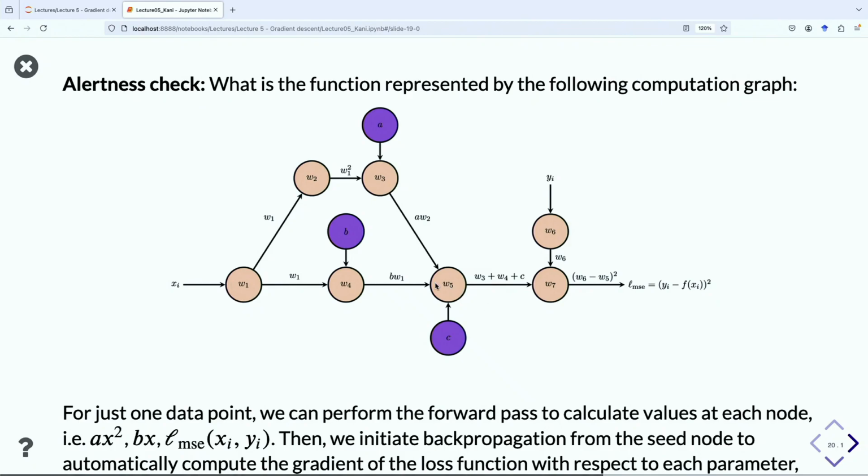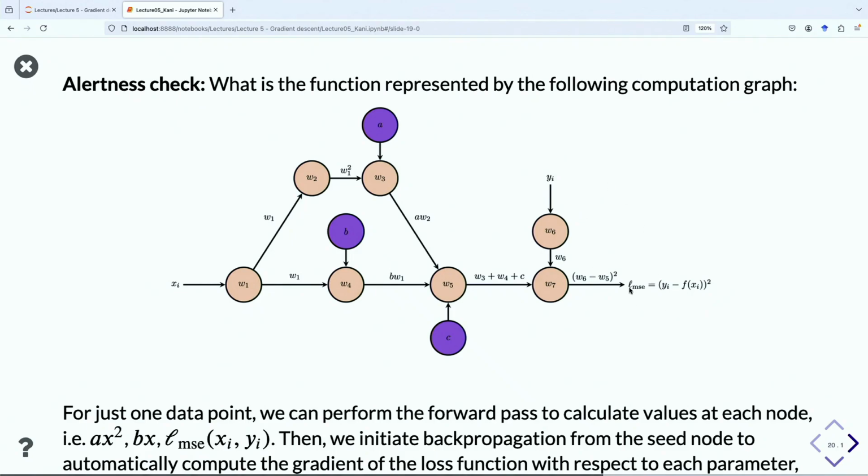And then that goes to w5, which has multiple inputs coming into it. w1 is x, and it goes to bx, okay? So bx gets added to ax squared, and then we add c to that also. So we get ax squared plus bx plus c. That is the function we have. Makes sense?